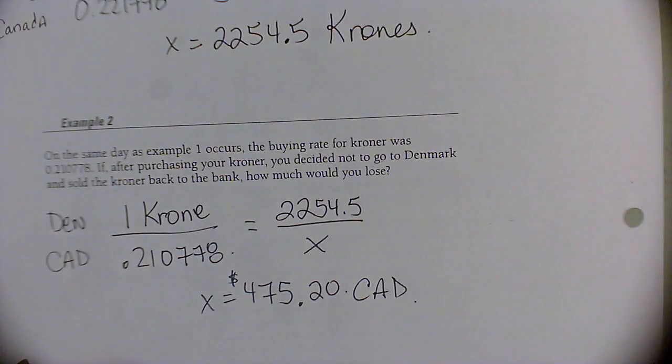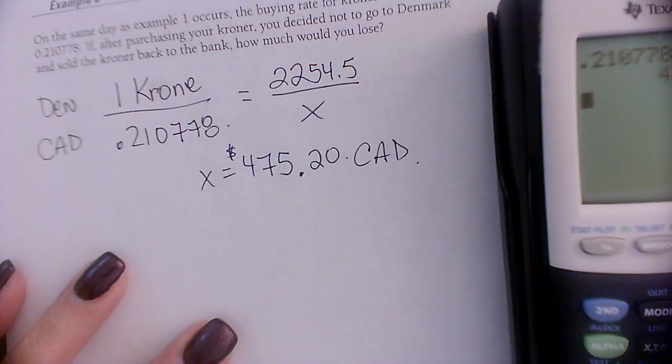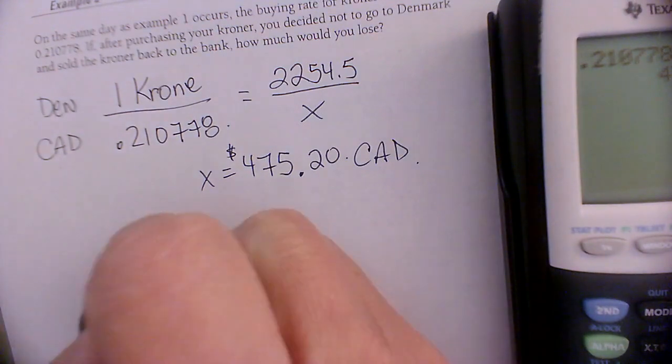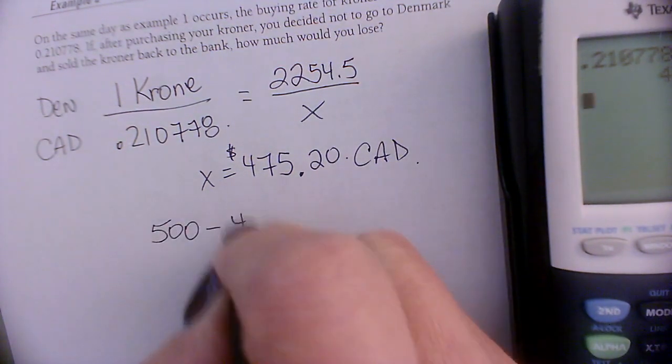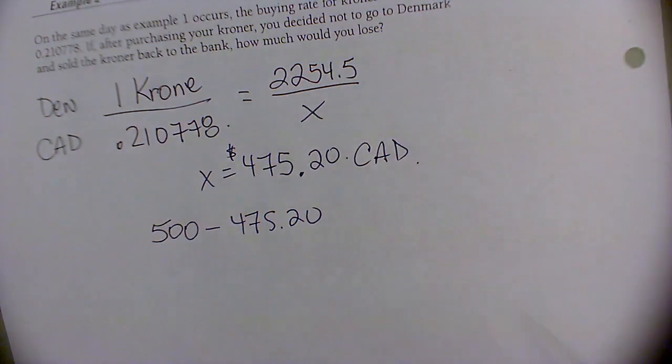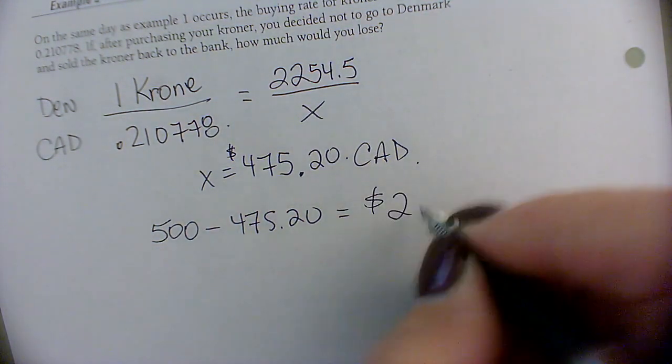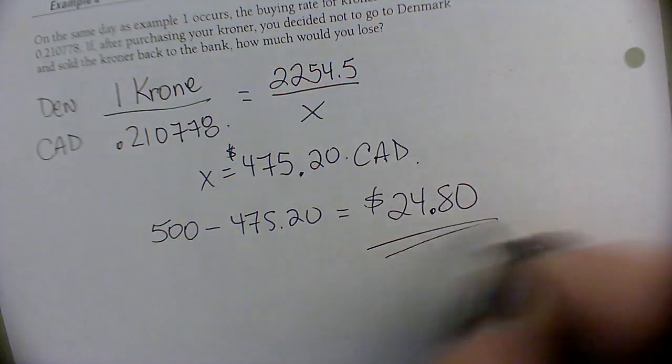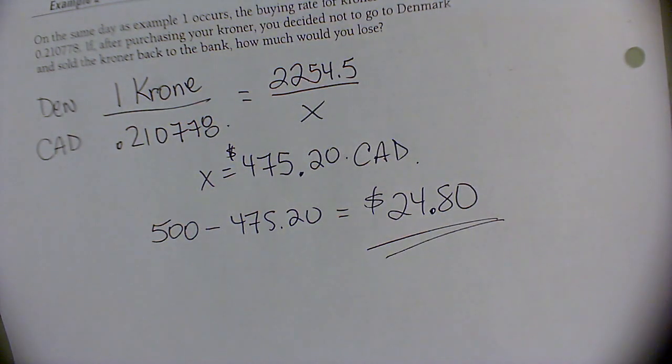So what happened? We lost. $500 minus the $475.20. The bank took $24.80. So this is where the bank makes money, all right? Besides other things, but they definitely will make money that way.